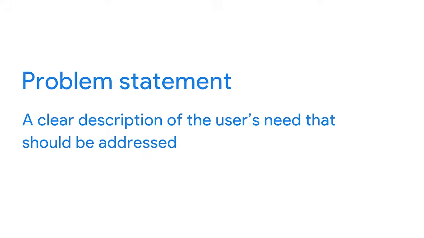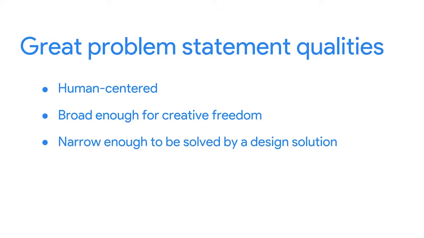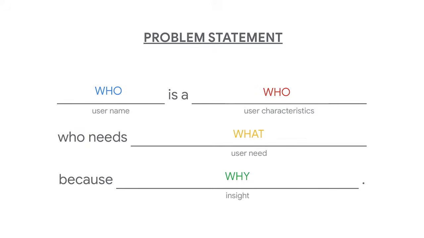As a reminder, a problem statement is a clear description of the user's need that should be addressed. Great problem statements are human-centered while being broad enough to allow for creative freedom and narrow enough to be solved by a design solution. Keeping these qualities in mind will help you create a clear and actionable problem statement. Our problem statement formula is simple. Drawing from our research, we use our persona's name, characteristics, and needs to provide insights into their goals.